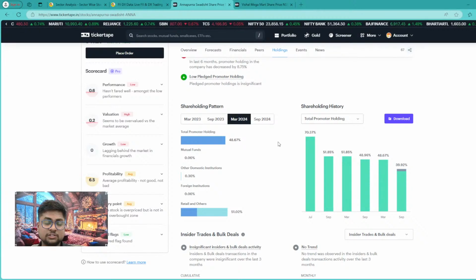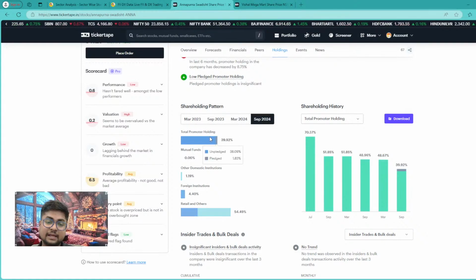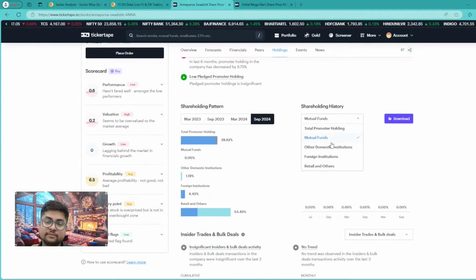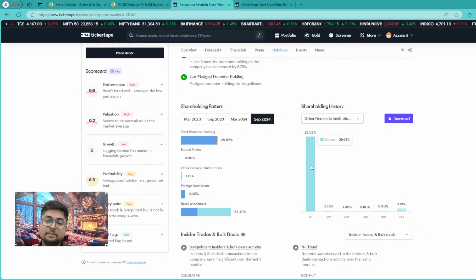The promoter holding is a very bad sign for any company, because it has been consistently decreasing from 17.37% to 39.92%. Right. So the promoter holding has been decreasing. If you look at the mutual fund holding, the mutual funds don't have any holdings as of now, but other domestic institutions were having a holding of 29.63%, which has decreased to 1.91%.